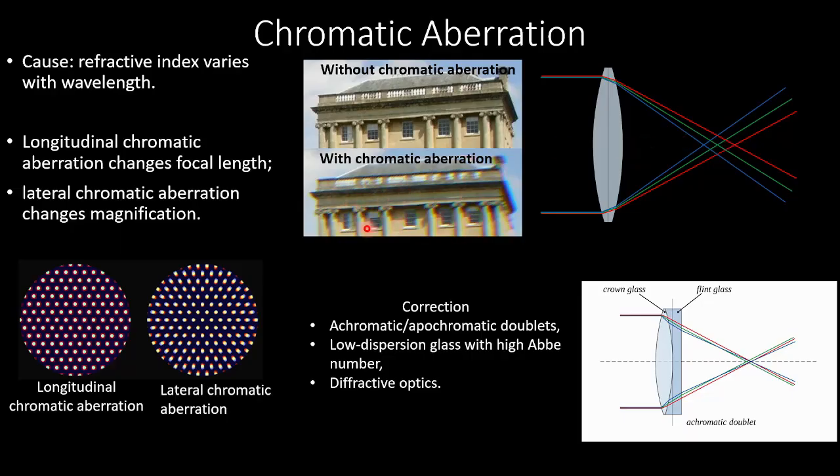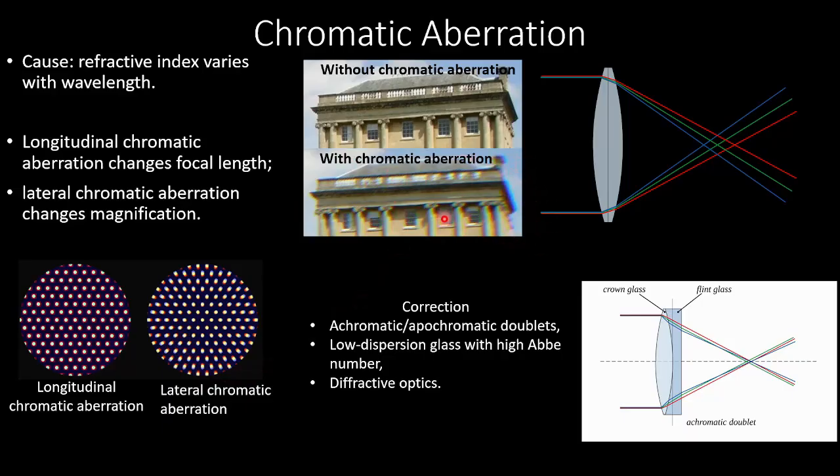Now, chromatic aberrations are of 2 types. One is longitudinal chromatic aberration, where different wavelengths focus at different distances. You may notice color blur around objects. The other is lateral chromatic aberration, where different wavelengths experience different magnification. This causes color fringing near image edges. You often see purple or green borders around high contrast objects in camera images.